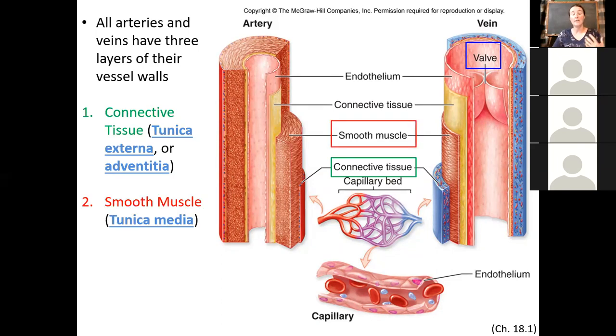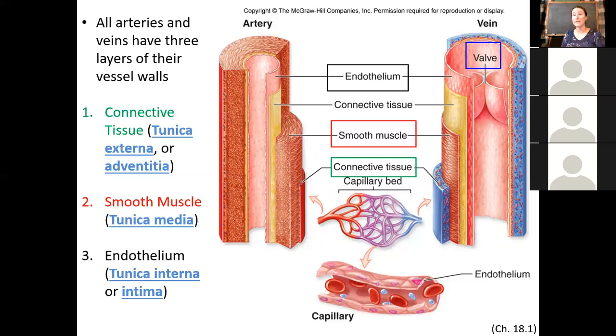Next, we have the smooth muscle layer. This is the tunica media. Okay, as we can see, this is quite variable between veins and arteries. We'll talk about that in a moment. But this is the middle layer. And as we can see, the smooth muscle cells kind of go around and around this vessel so that we can actually change the diameter of these vessels. And that's going to be really important within the next couple days.